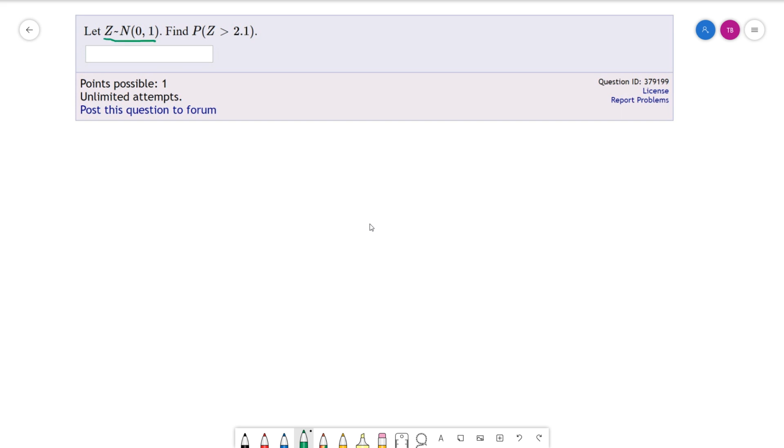So what is this telling us? This is telling us that z is normally distributed. That's what the N is for. That tells us what kind of distribution it is. It's a normal distribution. And then the next two numbers, in order, are mean and standard deviation. So for this one, we know it's normally distributed with mean 0 and standard deviation 1.